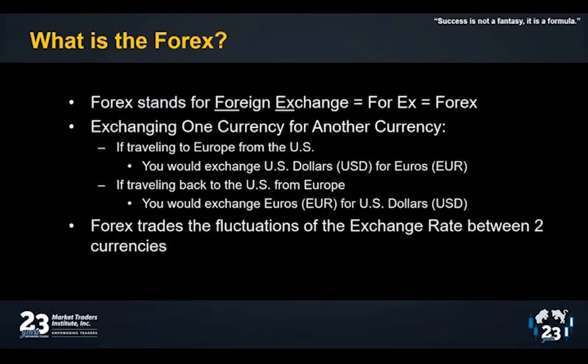The Forex trades, when we trade it, all we're doing is trading the fluctuations of price between the exchange rate between any two currencies.